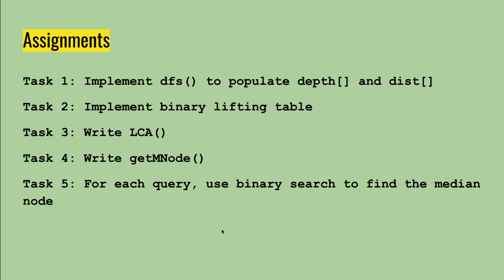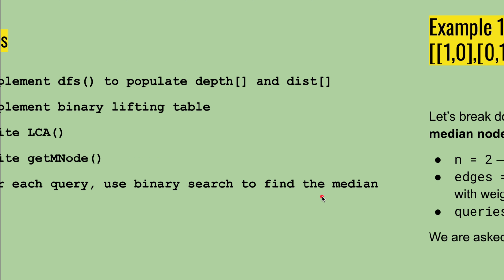If we talk about the assignment, what should we do before writing the code? The first task is to implement the DFS to populate the depth and dist. Then we'll implement the binary lifting table. Then we'll write that LCA. Then we'll write the node method, and then we'll handle each query. We'll use binary search to find the median node, right?